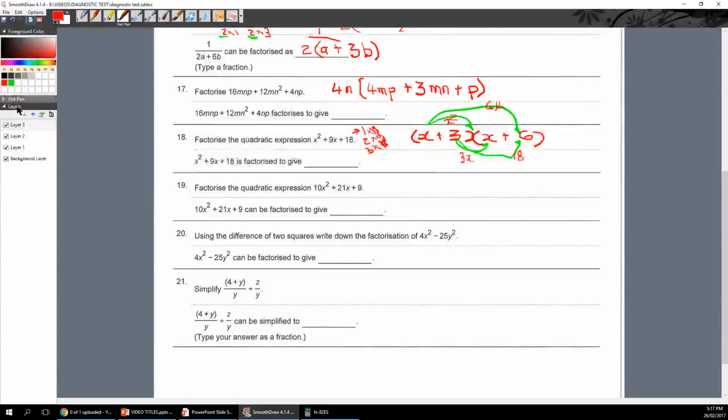Factorized, it's going to be, I'll write this one out just because that's a bit messy there, x plus 3 brackets x plus 6. Okay, next one, and it's a bit more of the same really.